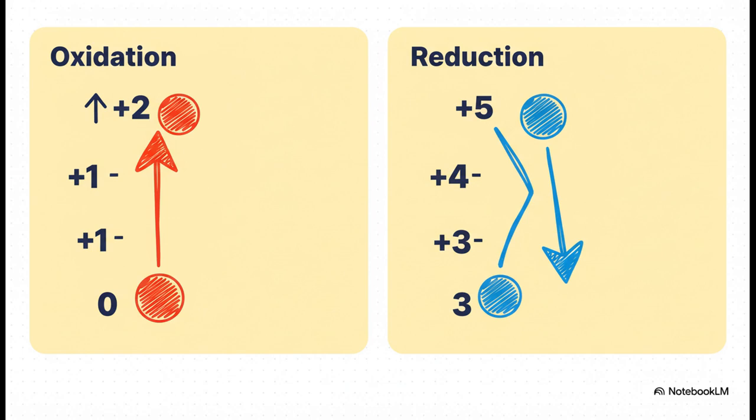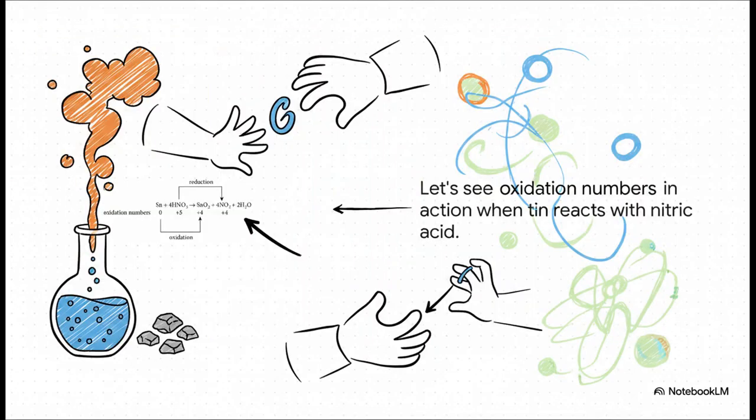It's fantastic. All right, theory is great, but let's put this system to the test. Let's see it in action. Here we've got some tin reacting with nitric acid. On the surface, it just looks like a chemical reaction, but if we use our oxidation numbers, we can uncover the secret story of what the electrons are really doing.